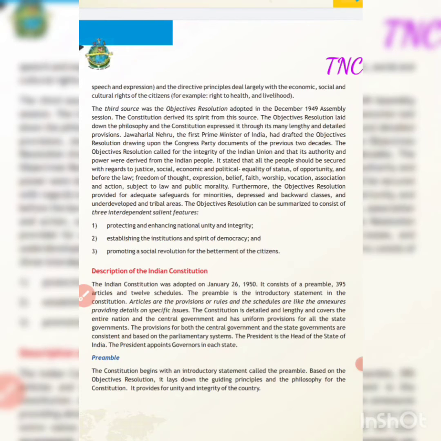And basically the aim of the objectives resolution is to call for unity and integrity of India as a nation, and the absolute authority is within the hands of Indian people only, because they will elect the people when elections will be held. Elections provision was also given in this constitution, and from that election only the first Prime Minister of India was elected, right? So the main authority was with the common public, not with the government. This was according to the objectives resolution.